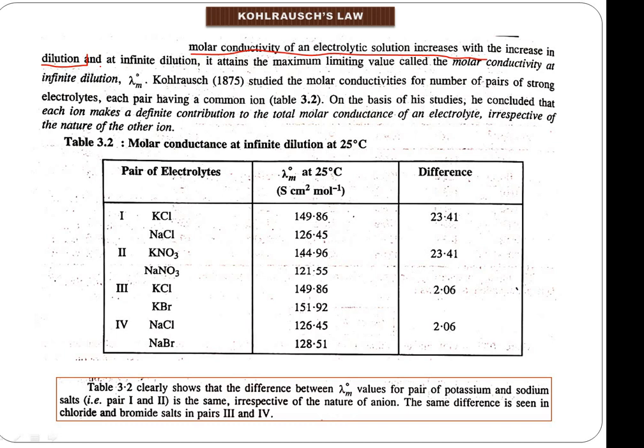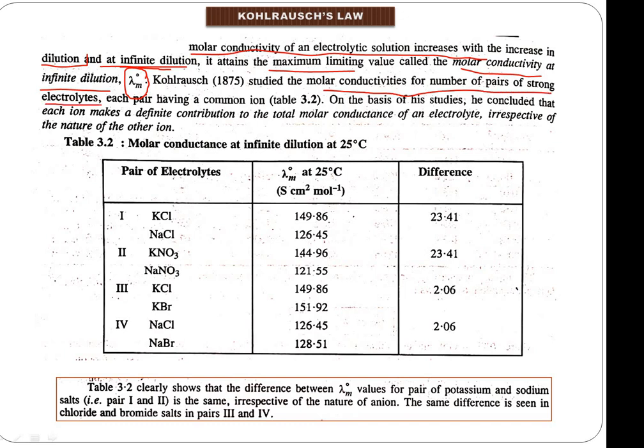So when you add more and more solvent, at one stage the solvent is so much that all the ions get dissociated because they move far apart. Then we say this solution has become infinitely diluted. At that time, it attains the maximum limiting value of conductivity. It's called molar conductivity at infinite dilution. This is point number one. And this molar conductivity at infinite dilution is represented by lambda, subscript m refers to molar, and 0 or naught indicates infinite dilution, meaning concentration is almost negligible. So Kohlrausch studied molar conductivities of a pair of strong electrolytes.